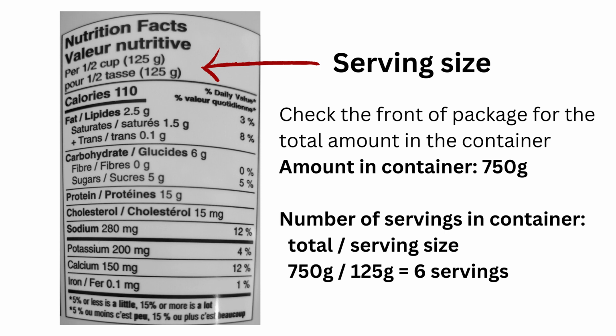It can also be helpful to check the amount of the food that is in the entire package. So if I flip this over to the front, I see that there is 750 grams of cottage cheese in this container. A little bit of math can let us figure out how many servings are in the entire container. So if one serving is 125 grams and the entire container has 750 grams in it, I can divide 750 grams by 125 grams, and I know then that there are 6 servings in this entire container.